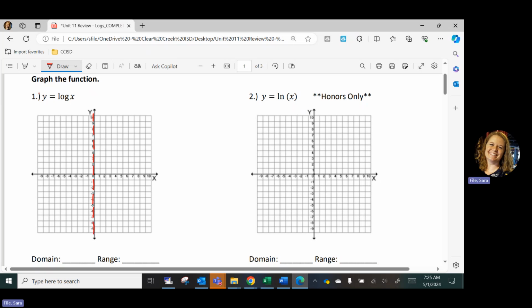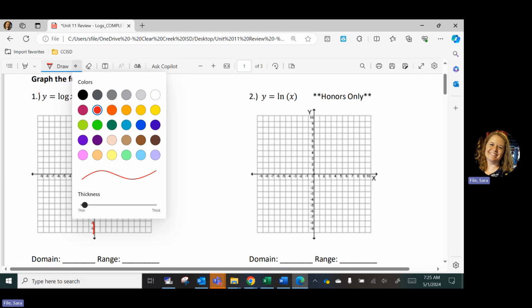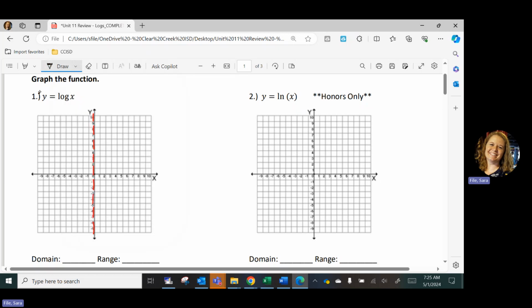Okay, so I like to start with my asymptote, because again, this is like your parent function. There is no transformations taking place. Okay, we talked about how your log function has an x-intercept at 1, because if you take the log of 1, it doesn't matter what the base is, log of 1 equals 0. So 1, 0 is a point on there.